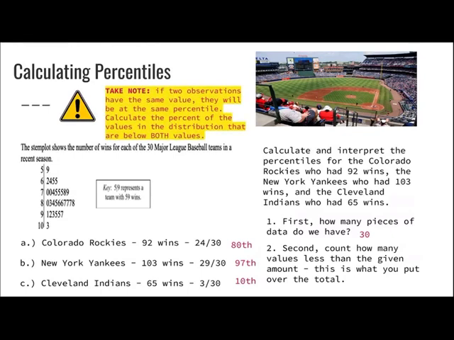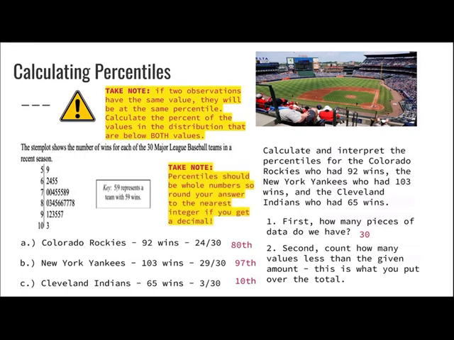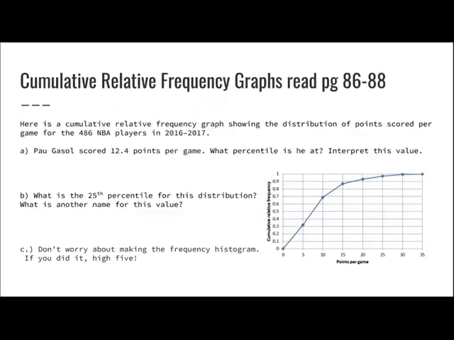All right, so if 2 observations have the same value, like they do for part C, they will be at the same percentile. You want to calculate the percent of the values in the distribution that are below both values. That's why for number C, we did 9, 2, and 4. Percentiles should be whole numbers, so round your answer to the nearest integer if you get a decimal. So like for B, we got 96 point something, something, something. So we rounded up to the 97th percentile.